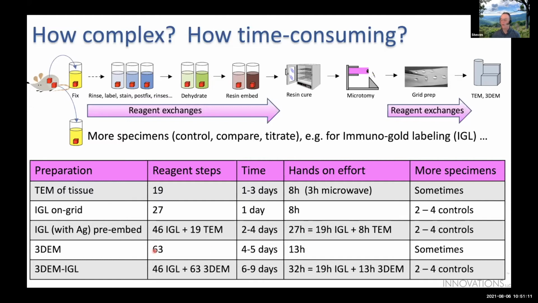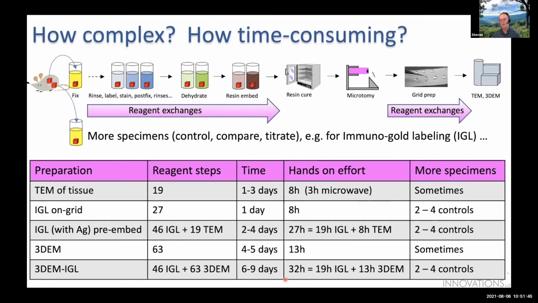3D-EM, even more steps than immunogold, even more time. And if we want to do pre-embedding silver enhancement immunogold before we are preparing the sample for 3D-EM, we're looking at 46 steps plus 63 steps over about 2 weeks of active time, or about 32 hours of very busy technical time.